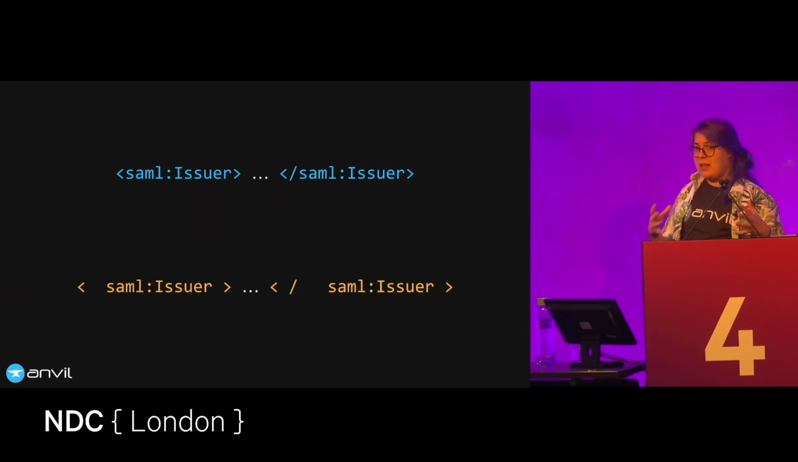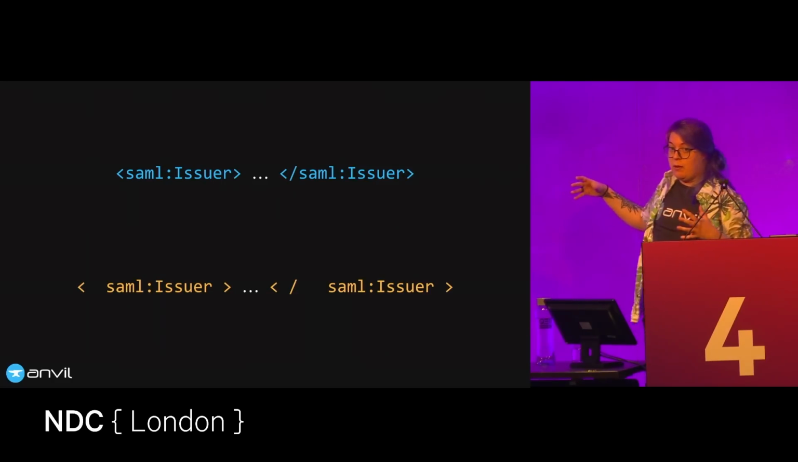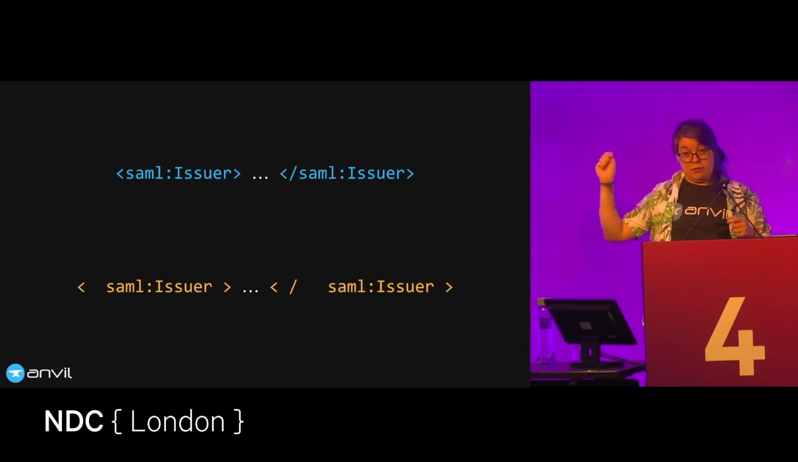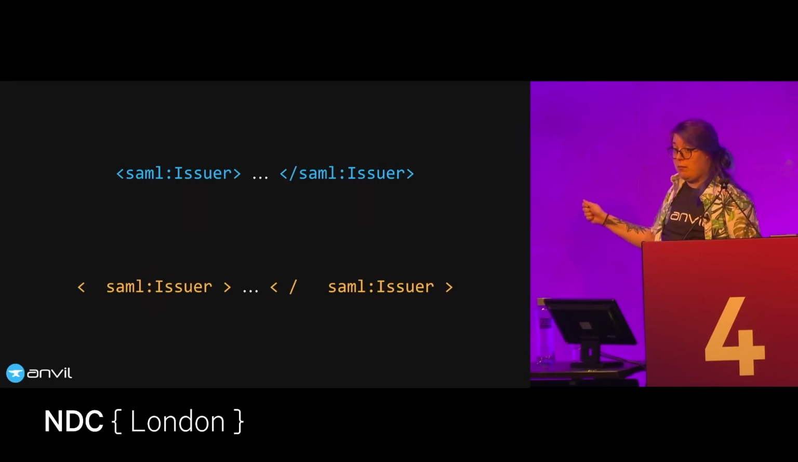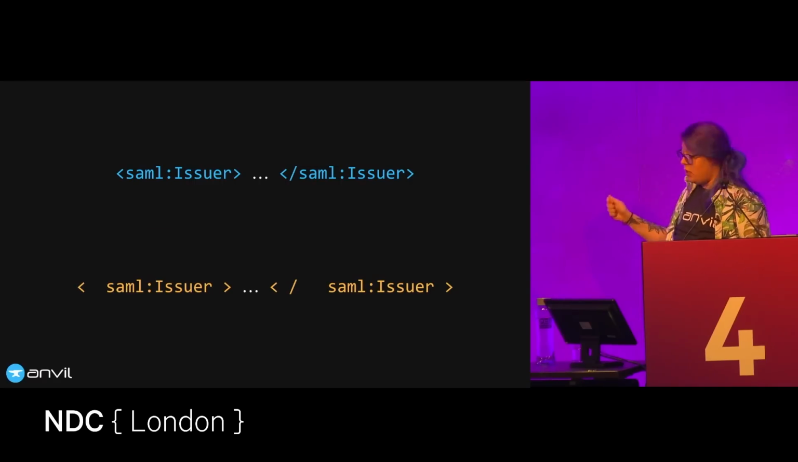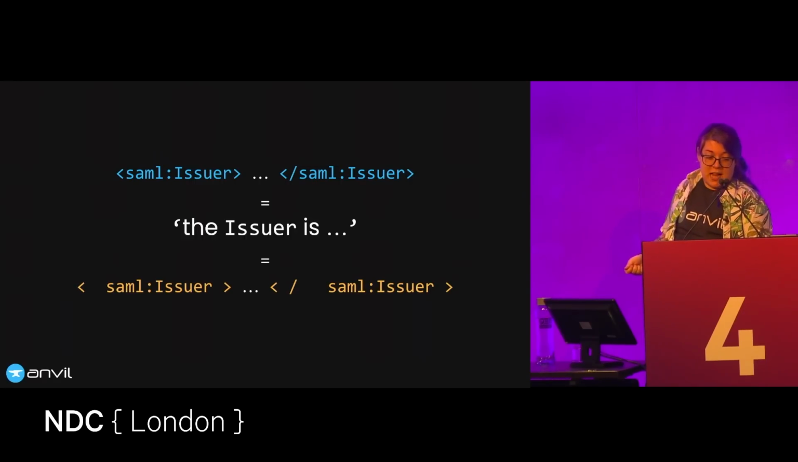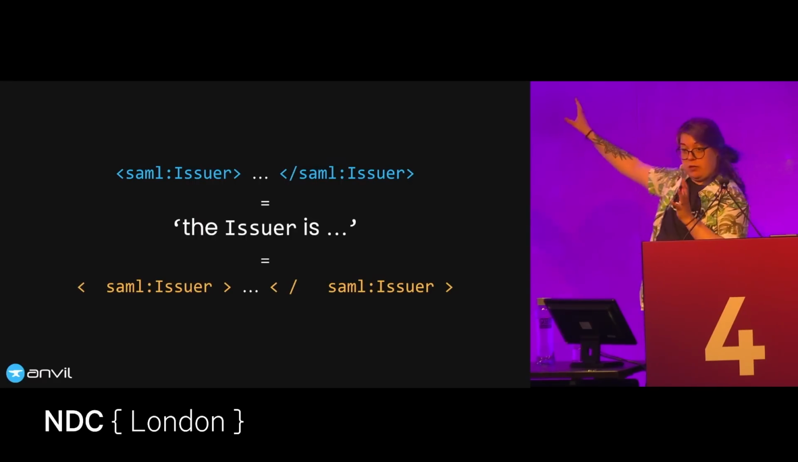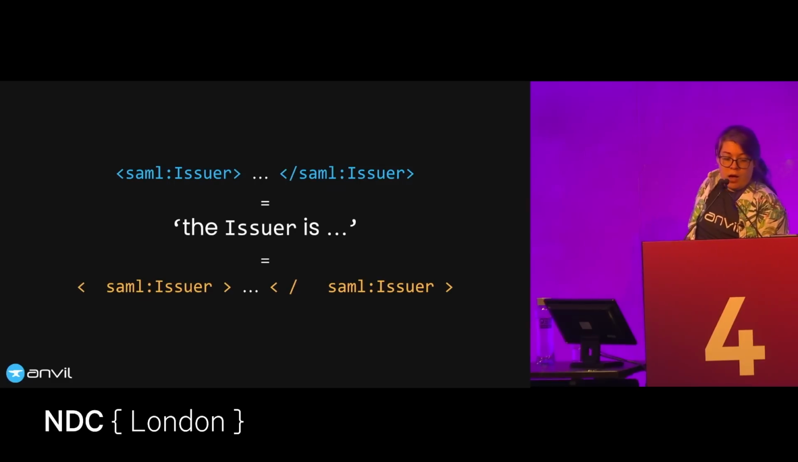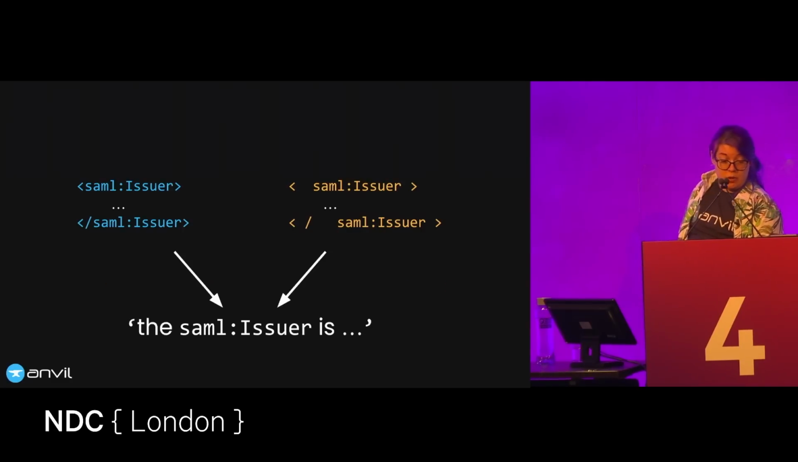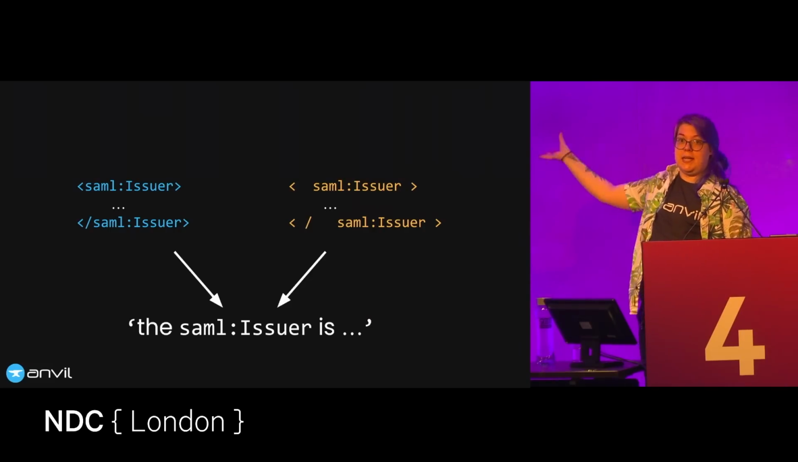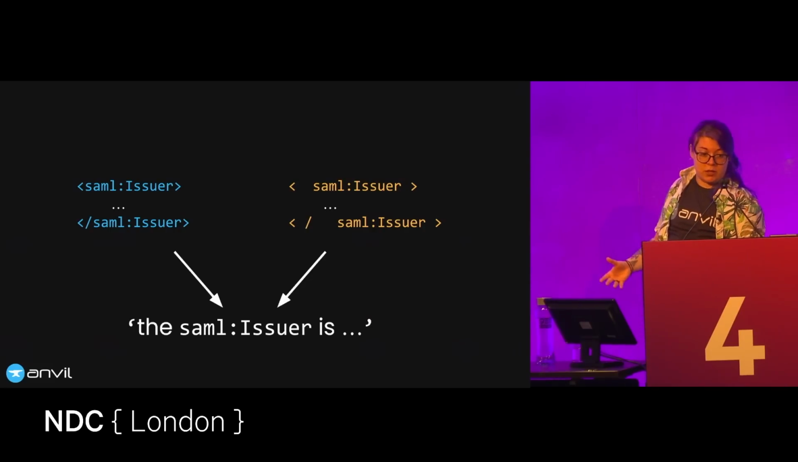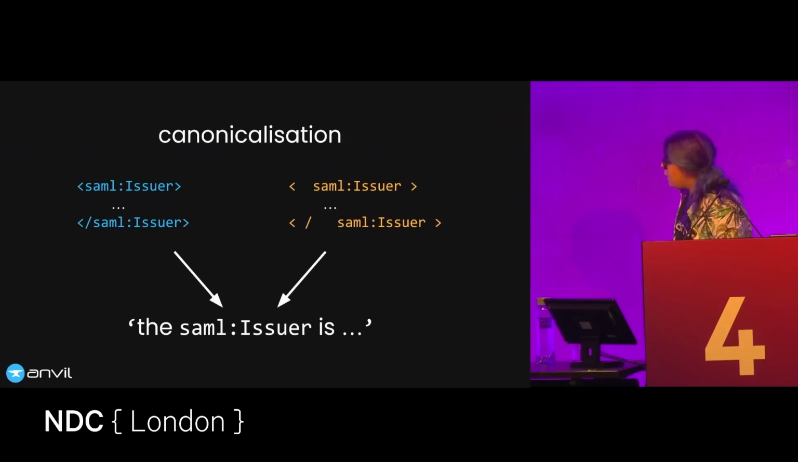As far as XML is concerned, these 2 things are the same. As far as signing it with a public-private key pair is concerned, these are not the same. They will generate 2 different signatures. We need some way to understand that these both mean, oh, the issuer is whatever. And there is a way to do this. You can take both of these strings and convert them into some kind of semantic understanding, right? And this process is called canonicalization.